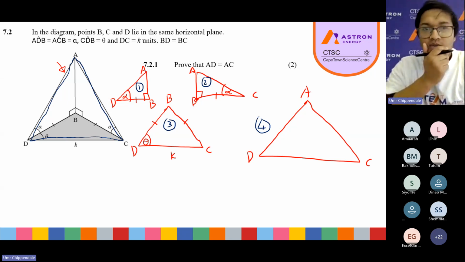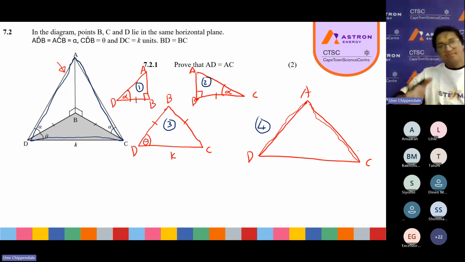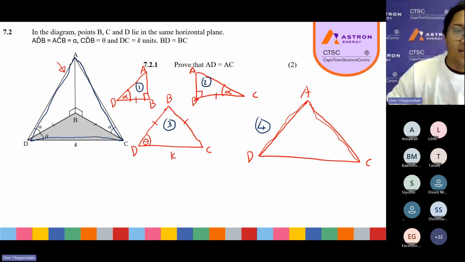Now, we need to prove that AD, which is this long line over here, is equal to AC, which is this long line over here. And that's very good because that's why we showed there are 4 different triangles. So we're going to try and get those two to be equal to each other. Where does that also meet up? You'll see it's on all the other triangles that I have.